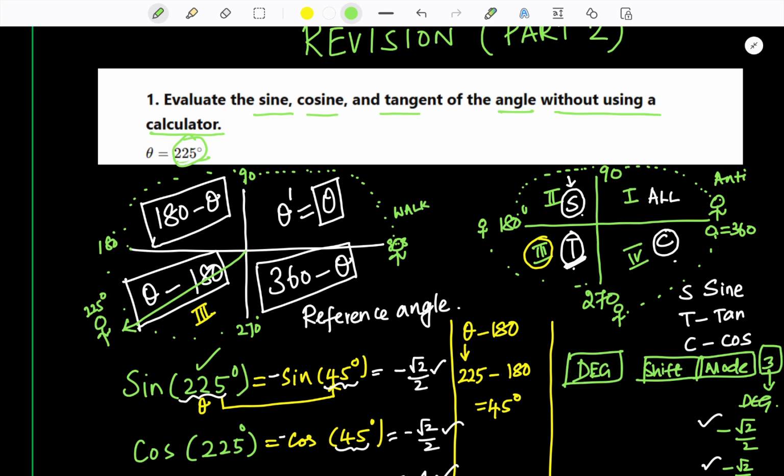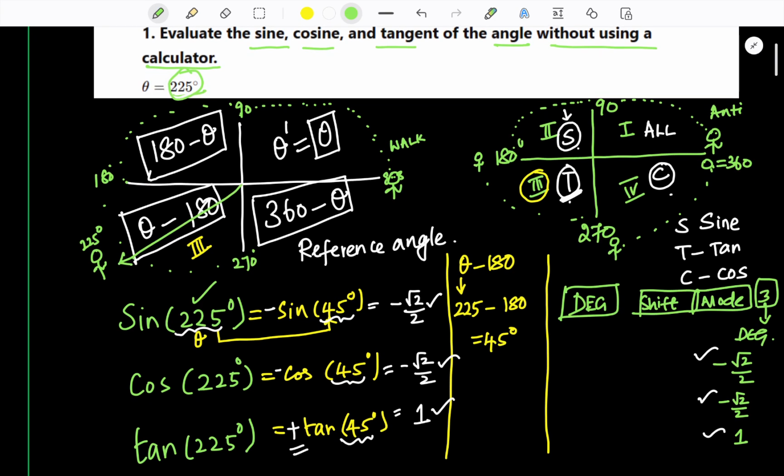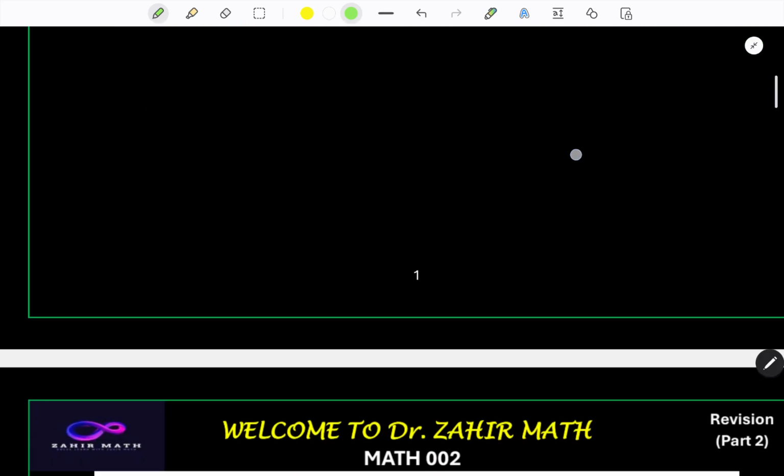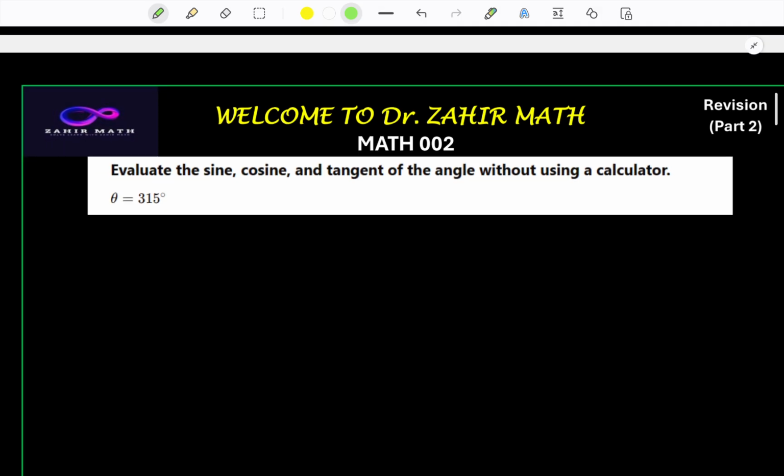In those days, all the students studying in schools and in the first year of college used to remember sine 45, cosine 45, tan 45. In that sense, we are doing this question. But now we are using the calculator for the values of sine 45, cosine 45 and tan 45. Any question? Let's go to the next question, which has the same idea.